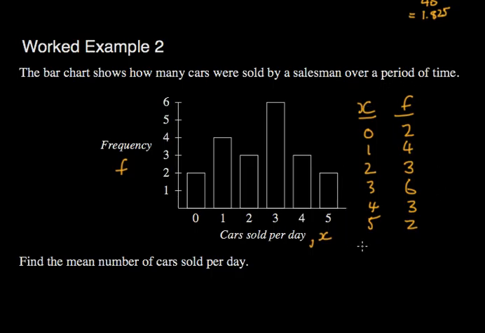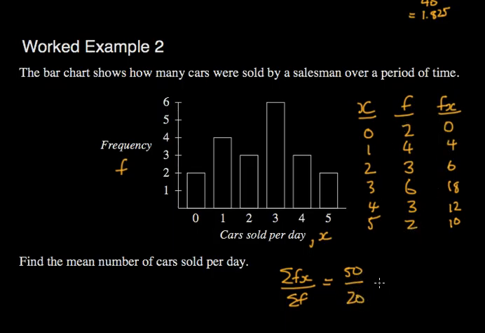And I would then do the same thing I did before. To find the mean, I'd have to do the sum of Fx, and then divide it by the sum of F. Now the sum of Fx, I have to find that out by working out what Fx is first. So this is 0, 4, 6, 18, 12, and 10. And I'd have to add all of those numbers together, which is 50. And then I'd divide it by all of these numbers added together, which is 20. And so overall my mean should be 2.5.